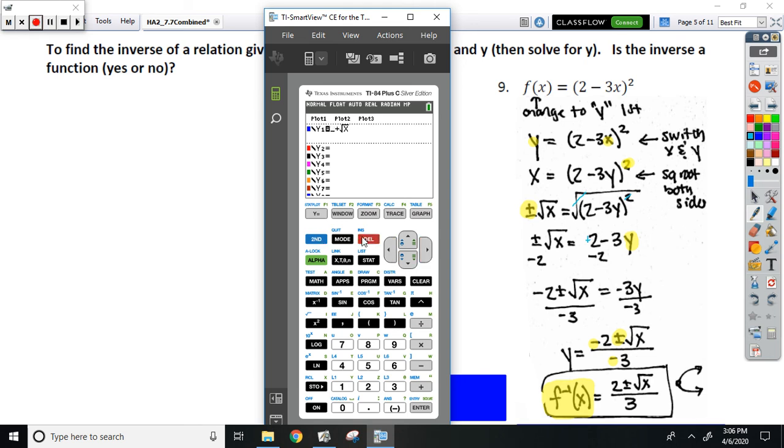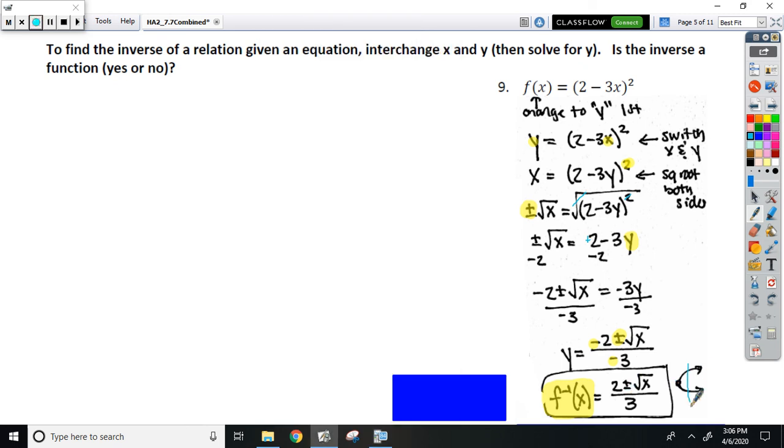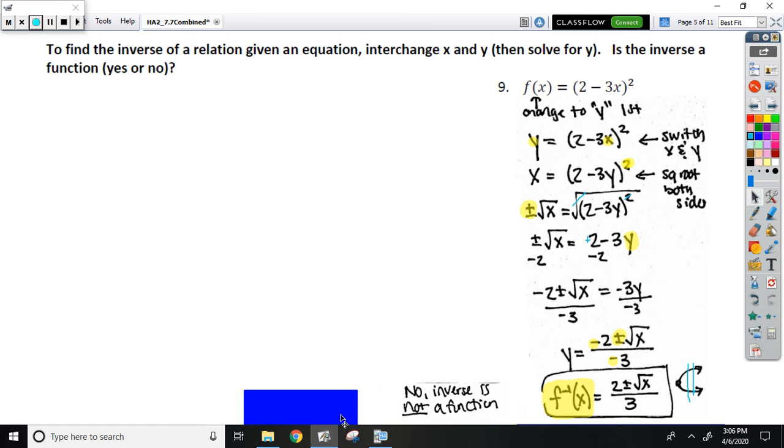Let's group that and then divide by 3. And in the bottom we'll do parentheses 2 minus the square root of x. Arrow out of the radical, close our parentheses, and divide by 3. And you can see that this makes that sideways looking parabola because of the positive and negative symbols. This is not a function. It is failing the vertical line test.